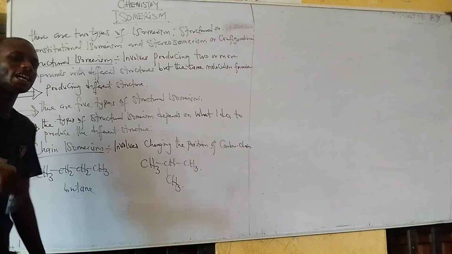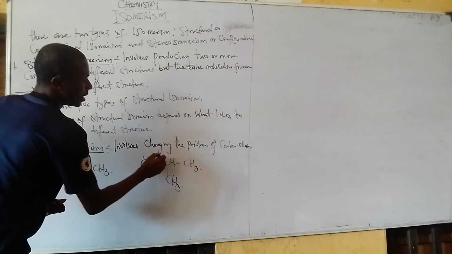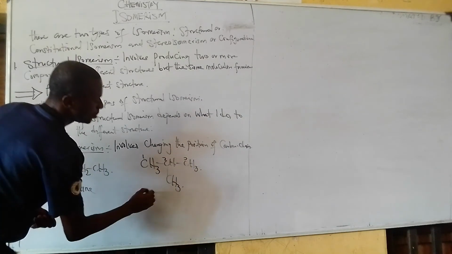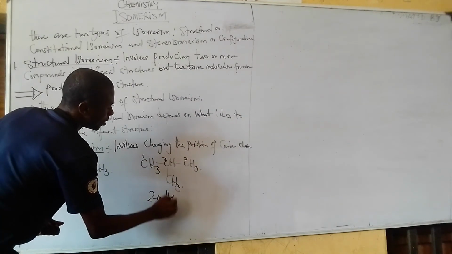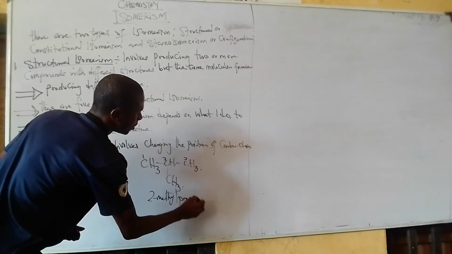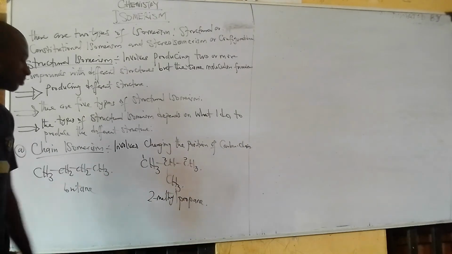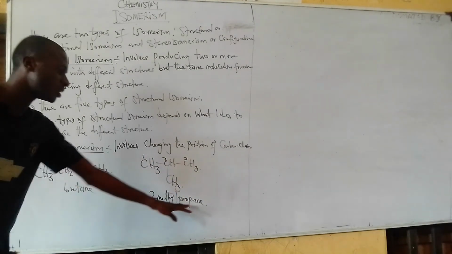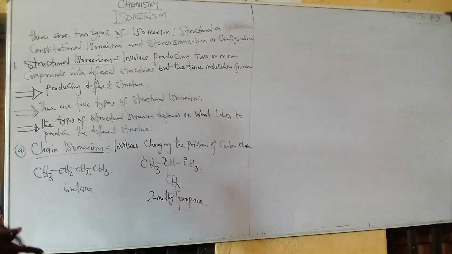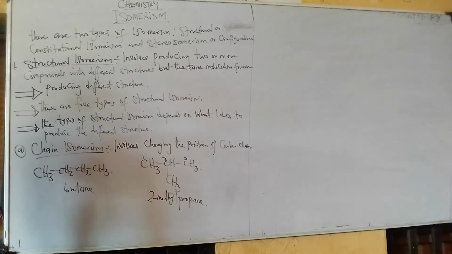This is chain isomerism. What is the name of this compound? 1, 2, 3. This is 2-methylpropane. This is chain isomerism. Butane and 2-methylpropane are chain isomers. Clear?